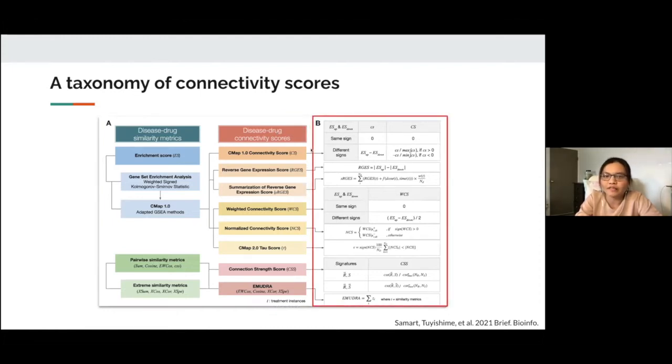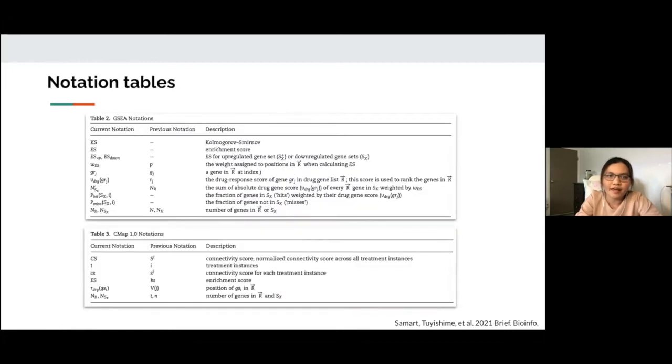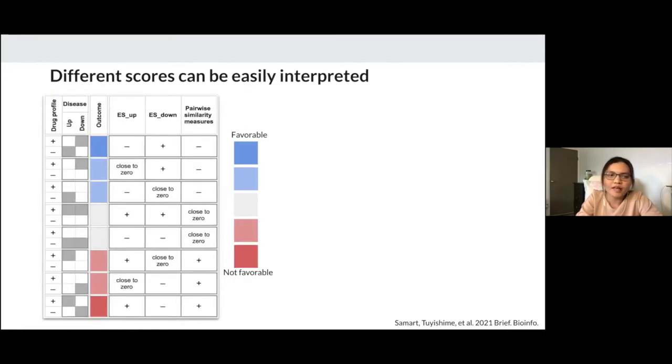And in panel B, there is some formulation that we reconciled using our own notation. For convenience to the reader, we also provide a notation table like this, if they want to go back to previous studies based on the current notation that we define in the paper. Basically, we have this notation table along with every single method that we mention in our work. And we have found that different scores can be easily interpreted by looking at the sign of the similarity matrix.